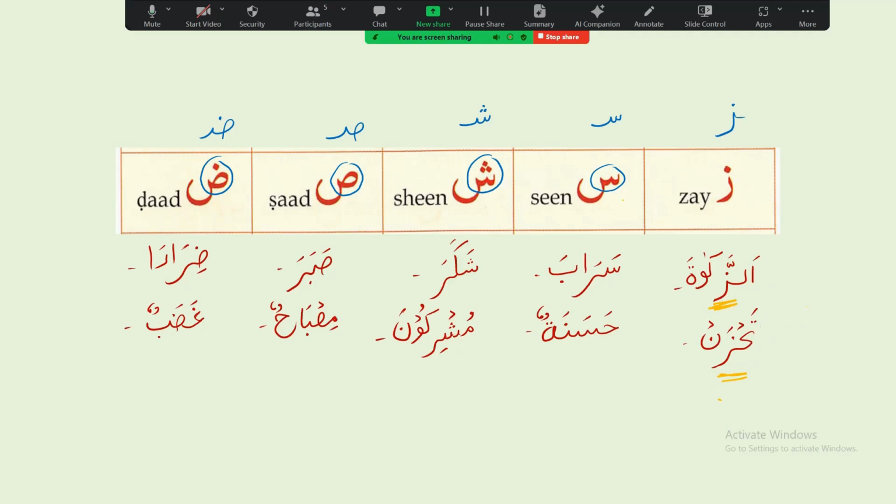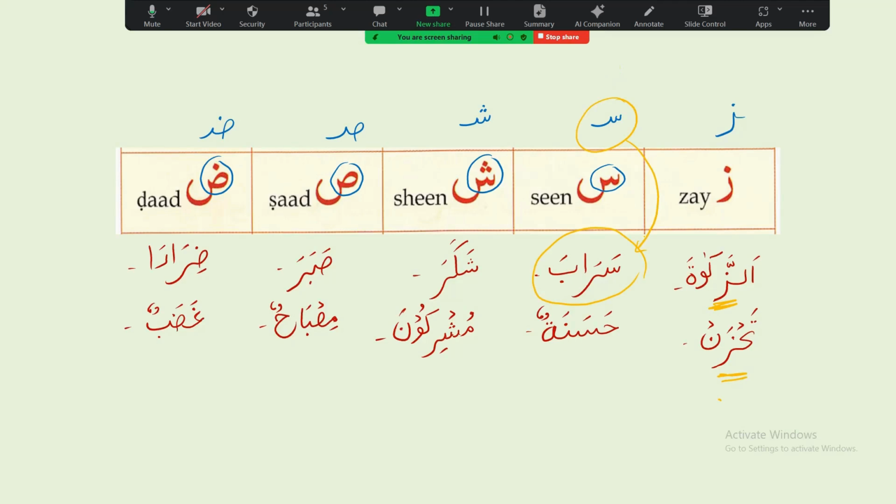Now moving on to the next alphabet, sisters, which is the Seen alphabet. Seen. Just the way we had to cut the Jim, Ha, and Kha, we will do the same thing with Seen. We will cut this first part of the Seen to use it at the start or in the middle, right? We will use this starting attachment of Seen when it comes at the start. The example is this word here.